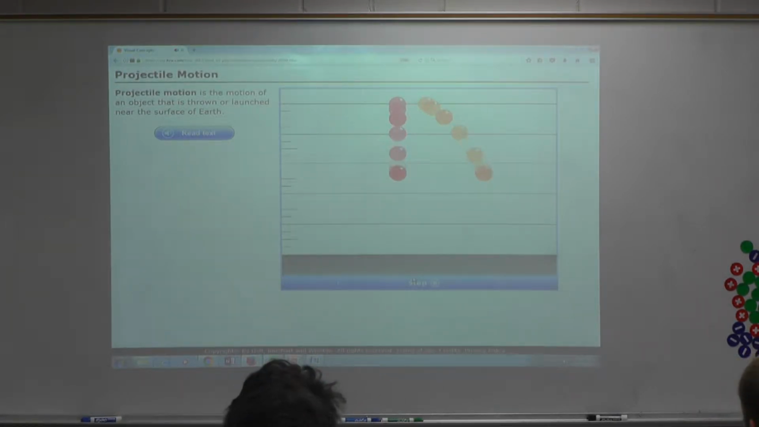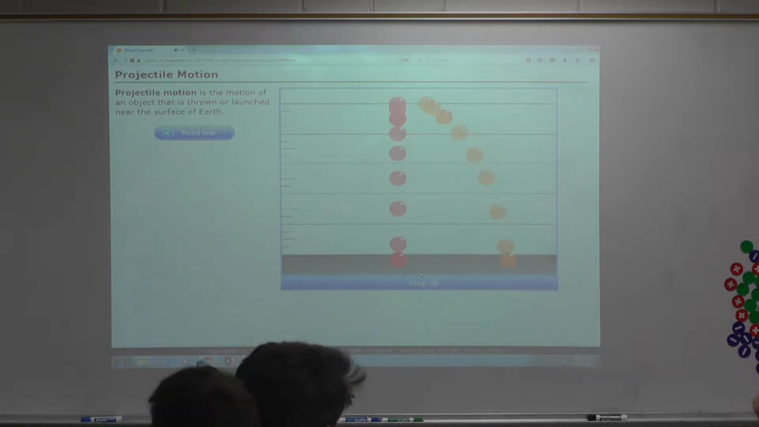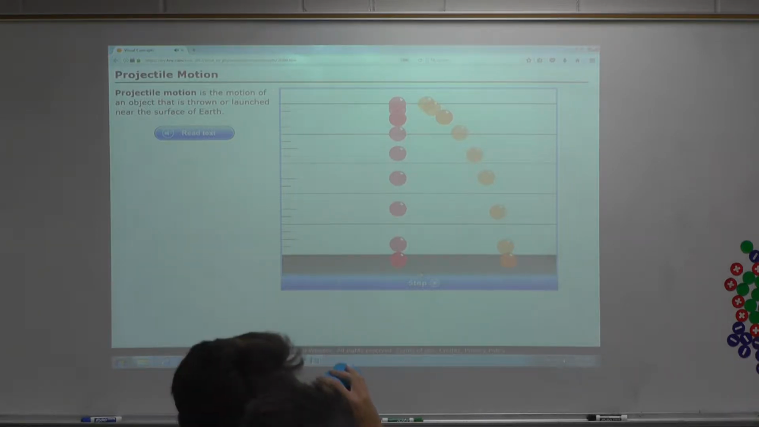Motion describes the motion of objects that are in free fall but have an initial horizontal velocity. Both balls are released at the same time and fall with the same downward acceleration. The initial horizontal velocity of the yellow ball does not affect its vertical displacement.